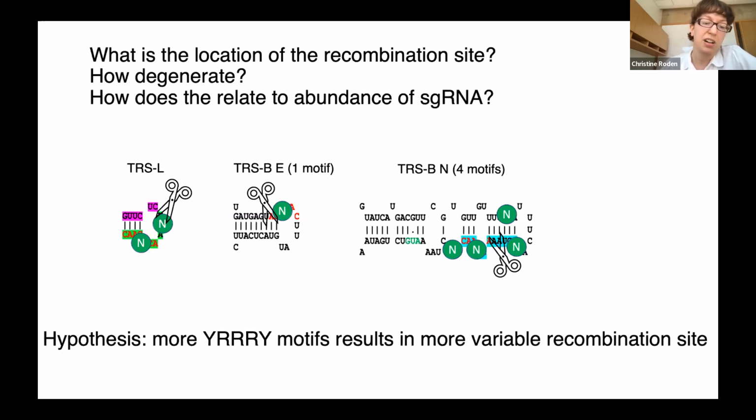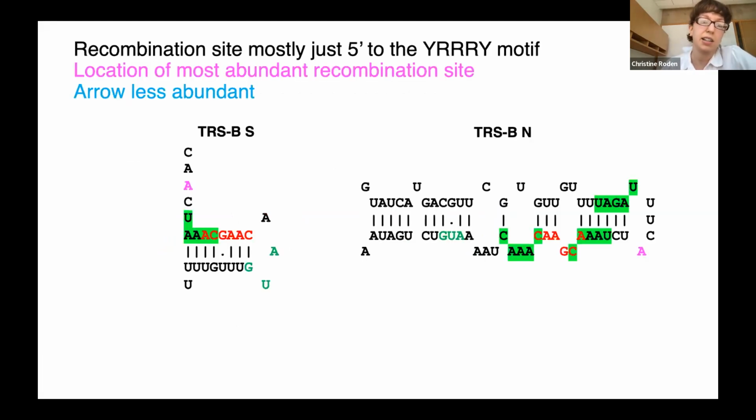So our hypothesis is if more than one motif is used, this could lead to a more variable recombination site. And this in turn, again, turns out to be exactly the case, where the most abundant recombination site is usually just 5' to one of the YRY motifs as shown by this pink nucleotide. However, whereas the spike sgRNA rarely gets the recombination site wrong, this is the only off-target, let's say, recombination site of any significance.